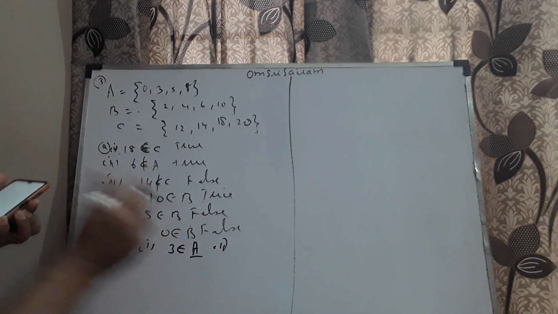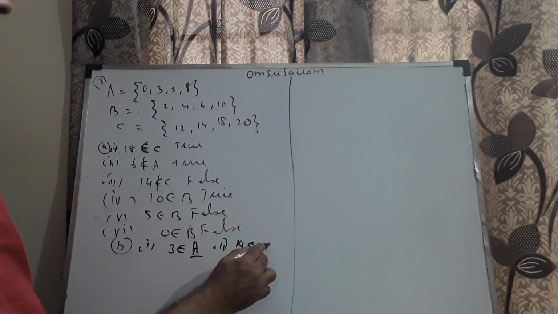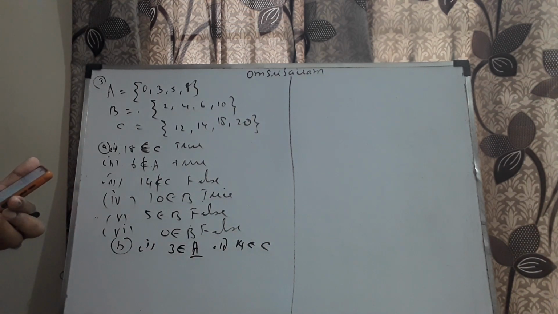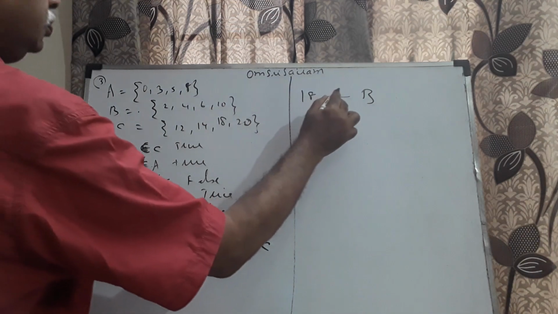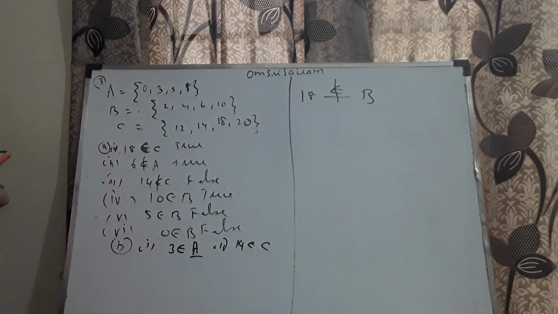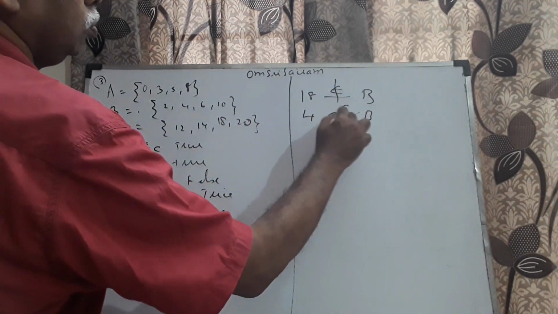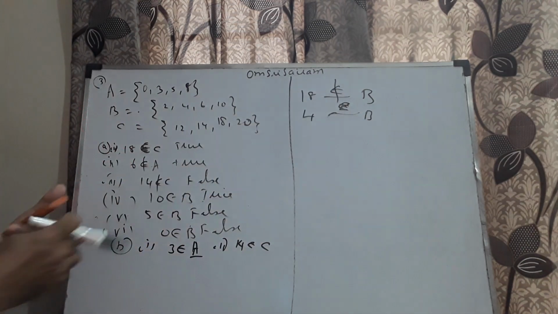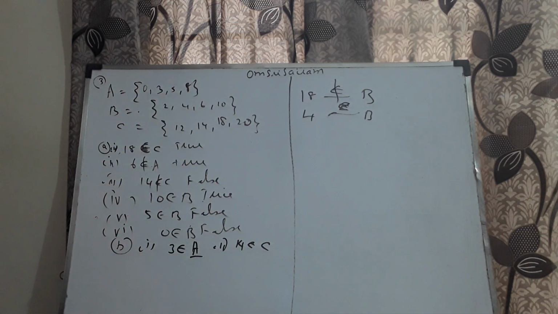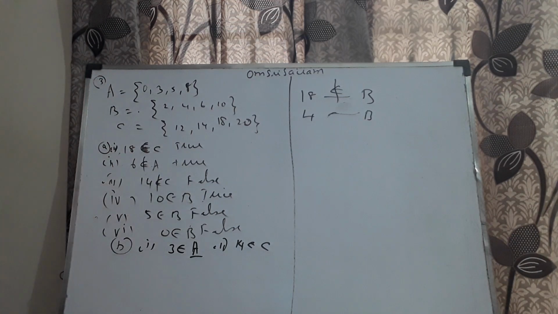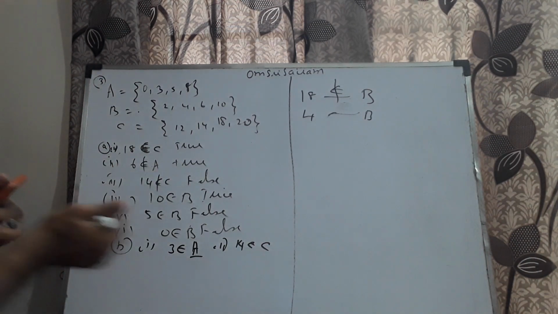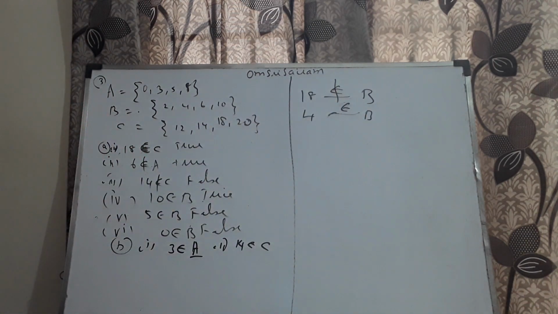Then second one, 14 belongs to C. Then 18 dash B: 18 does not belong to B. Then 4 dash B: 4 belongs to B. Let me just repeat if you want. I'll rub this once again and write properly. Fill in the blank. That is the question given as your third question.